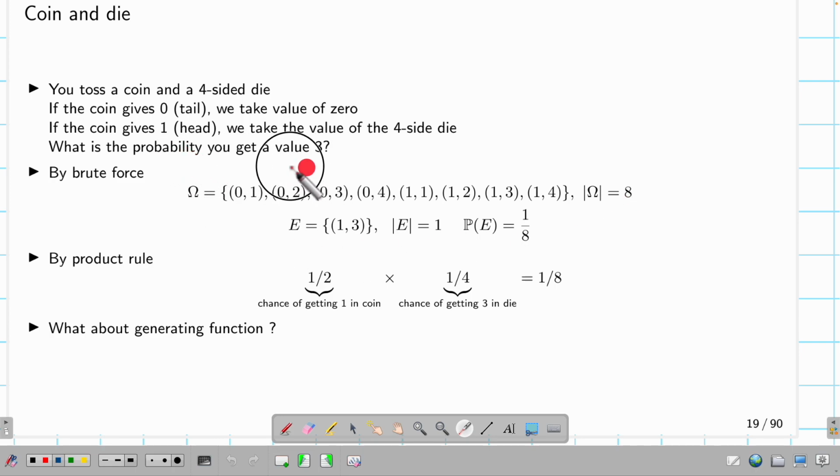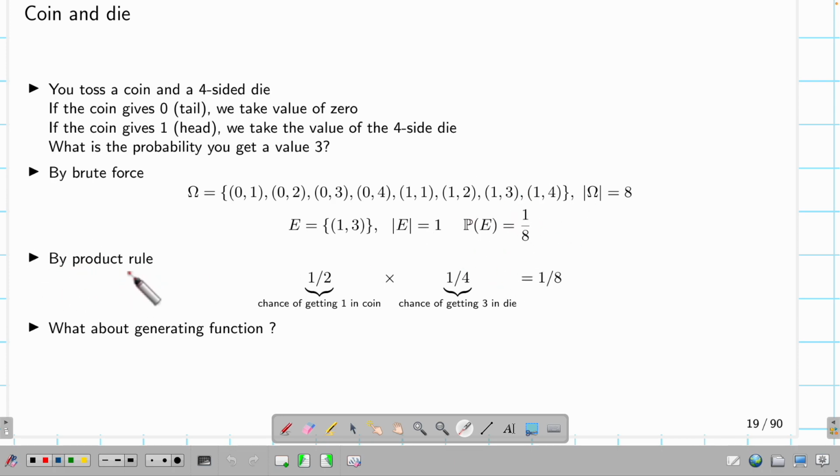So what's the event we are asking for? The event is we get a value 3. Because of the rule, we only get value 3 if the coin gives us a head. So the event set is the ordered pair 1, 3. So that means coin is head, the die is 3. How many elements are there? 1. So what's the probability? Probability is defined as the set E cardinality divided by the set omega cardinality. That means 1 divided by 8.